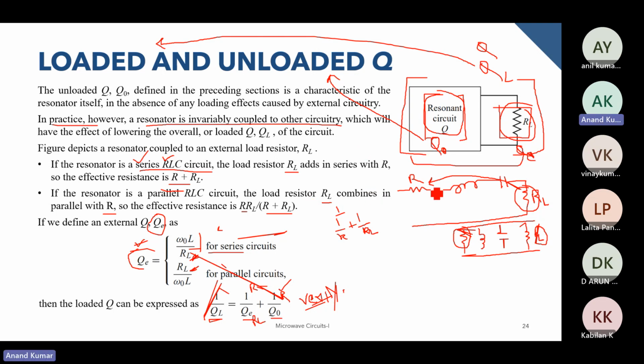Okay, so we'll move forward. Since I'm leaving this assignment, maybe we can discuss this in a later class if you find difficulty in finding the external quality factor from this observation, to this what is given over here.